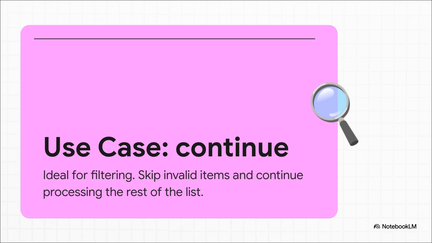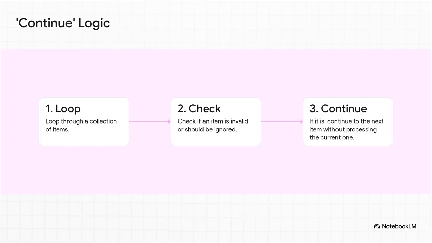And continue? Well, it's kind of the perfect tool for the opposite problem. It's all about filtering. You want to go through a whole list and do something to most of the items, but you need to skip a few. The bad apples, the invalid data. For example, maybe you're processing a list of financial transactions, but you want to ignore any that have a 0 value. So your loop runs, it checks the value. If it's 0, you just hit continue, and poof, your code skips all the complicated processing for that one item and just moves on to the next one. It's a really clean way to handle exceptions without cluttering up your main logic.